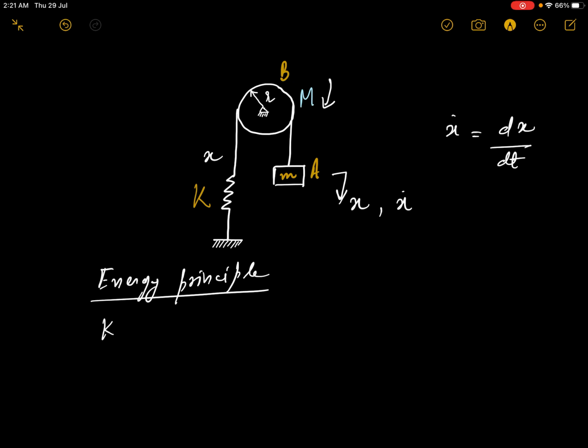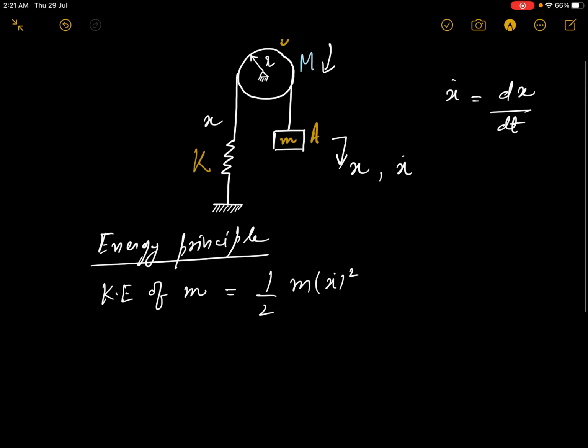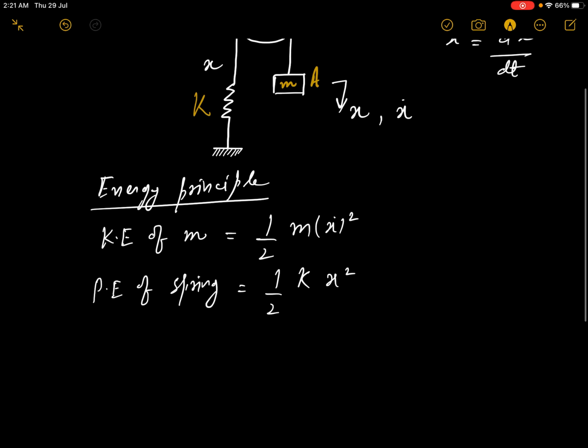The first one is the kinetic energy of the mass small m, that is half m x dot square. There is potential energy of the spring, having a spring constant of k, as half k x square, and there is a rotational energy of the pulley, that is half I omega square.